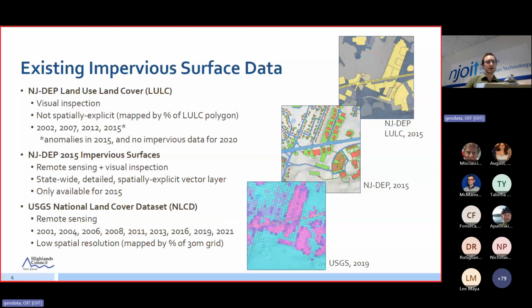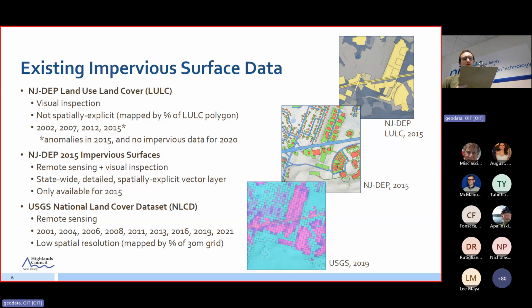There are available data sets for impervious surface for New Jersey. The DEP actually provides data as an aggregated, visually inspected percentage of land use land cover patches for several years, although we noticed some anomalies in the 2015 data that made it not useful for the time series that we were trying to do.